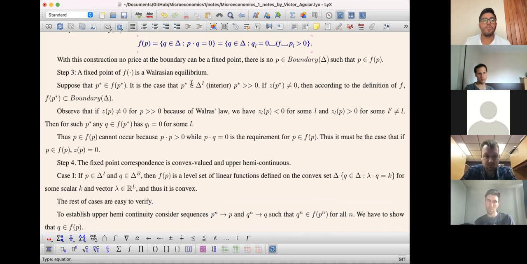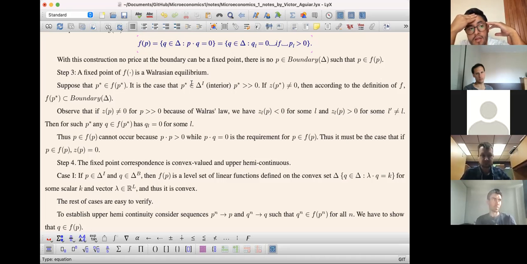Now step 3 is where we connect the excess demand. A fixed point of F of P is a Walrasian equilibrium. Essentially, we're going to show that any fixed point of F of P that I created in the previous steps has to be a Walrasian equilibrium. This is the part that is a little bit long, and in fact, I'm not going to go through all the cases. I'm just going to go through the main ones.